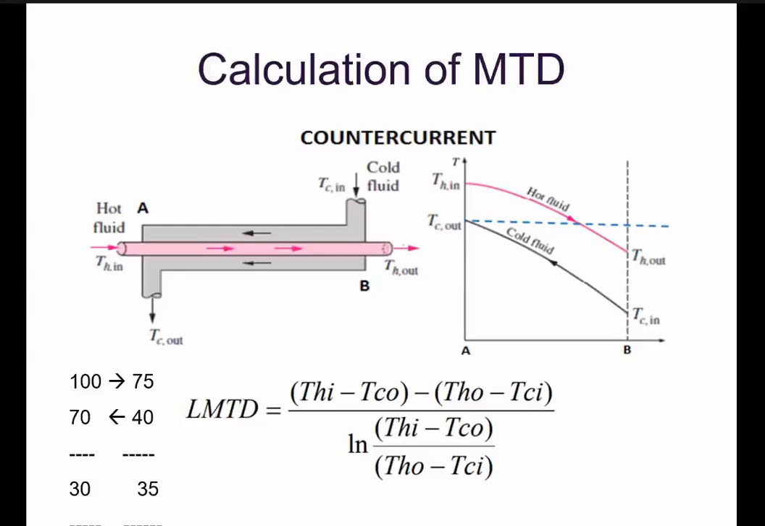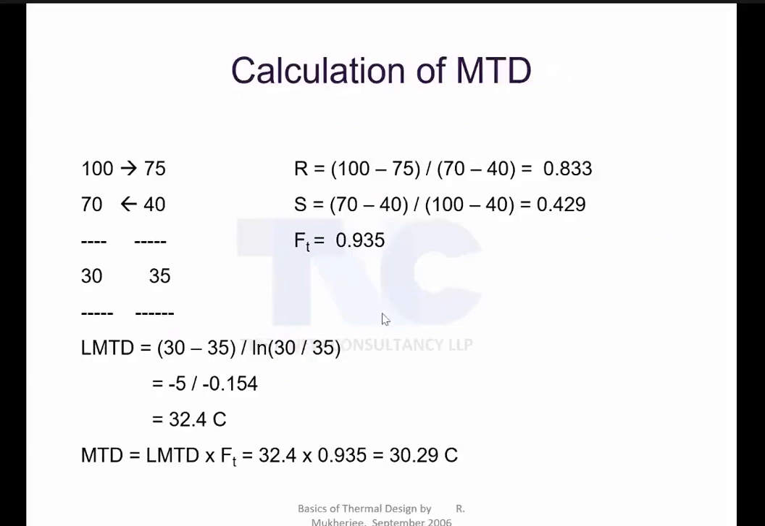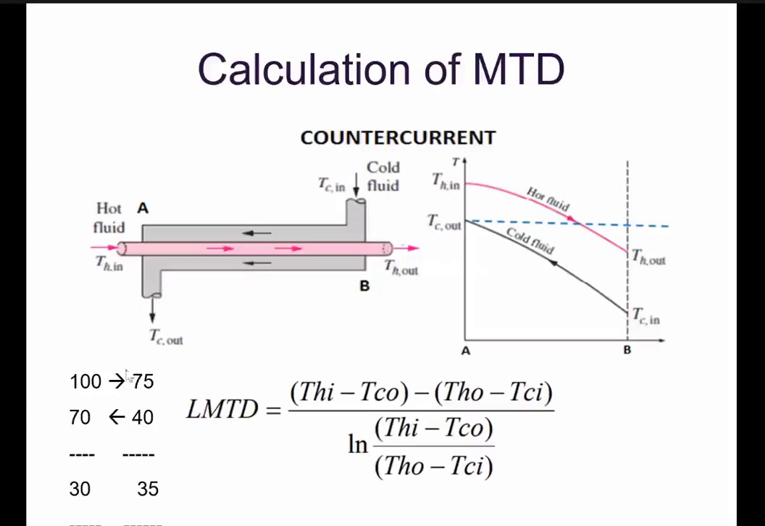In this example, I want to take it as counter current. So for counter current, the hot fluid inlet is 100, outlet is 75. The cold fluid is counter current, right? Counter current means opposite direction. No, it's not co-current, it's counter current. The cold inlet is 40, and you get the subtraction, 30, 35. Then simple, what you do? 30 minus 35 divided by ln of 30 over 35, right?